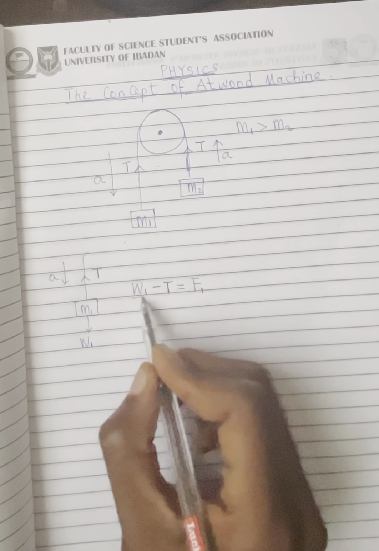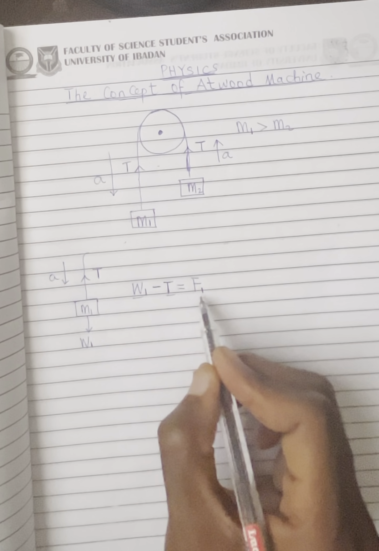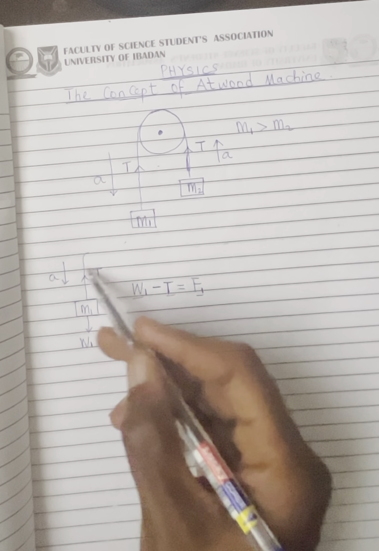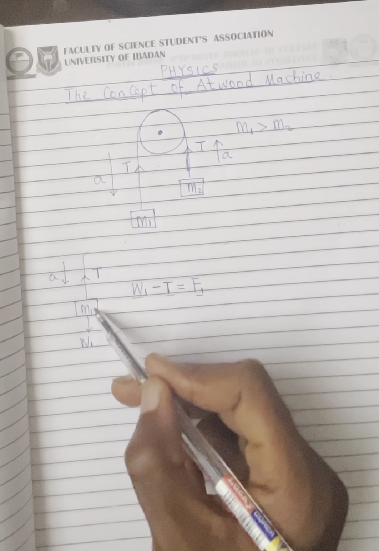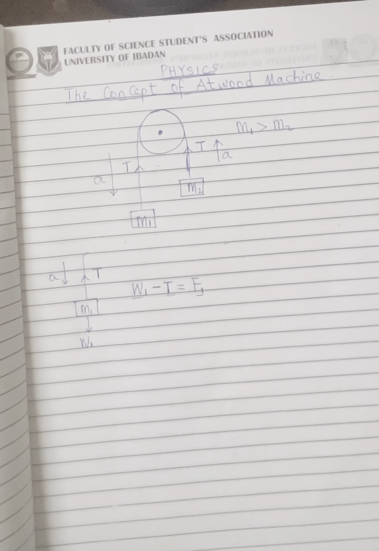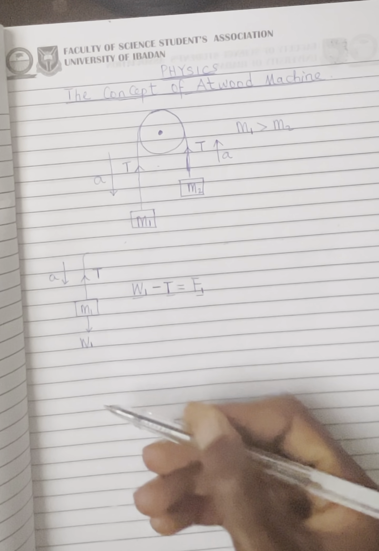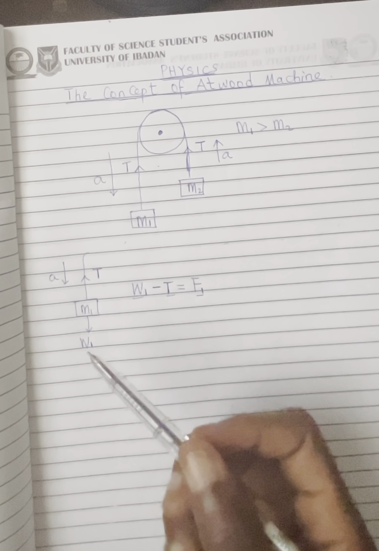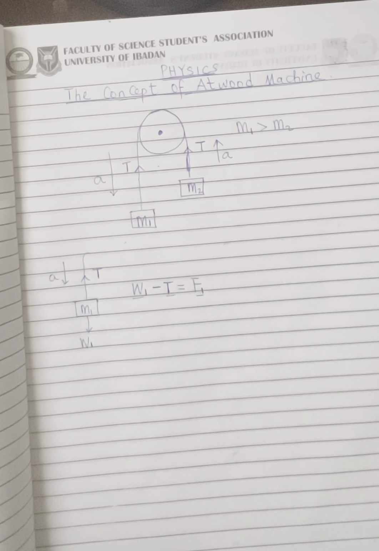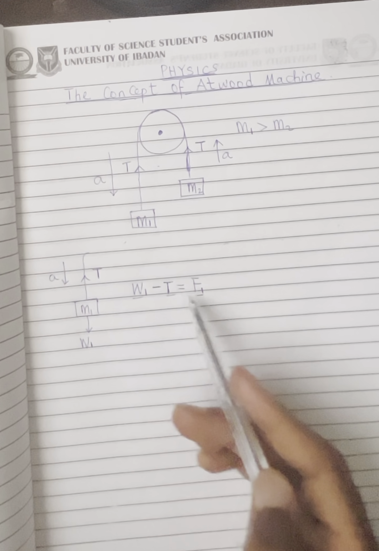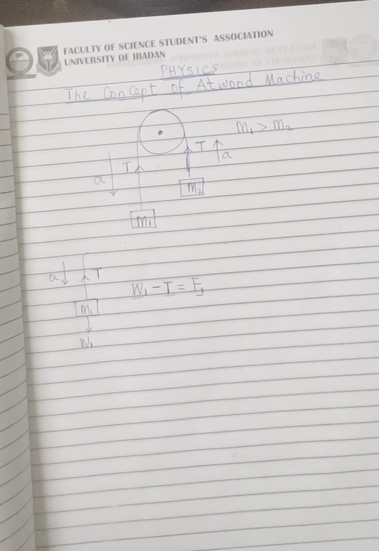So the weight minus the tension must be equal to FA. Basically, what we are saying is the summation of all the forces on this body must be equal to the accelerating force. And because the downward force is taken as positive, the upward force is taken as negative. And that is why W1 minus T is equal to F1, which is the accelerating force.